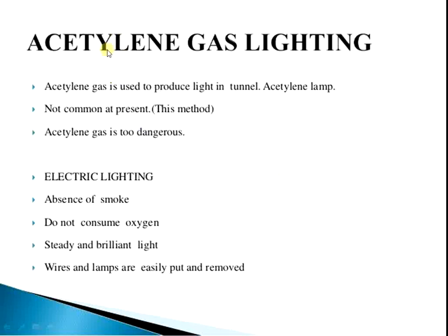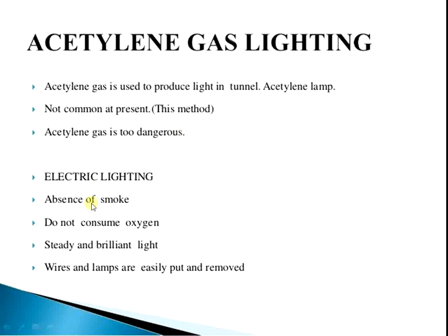The next type is acetylene gas lighting. Acetylene gas is used to produce light in the tunnel, in the acetylene lamp. It is not common at present. This type of tunnel lighting is not used nowadays because acetylene gas is very dangerous at the time of working and also at the time of traffic.